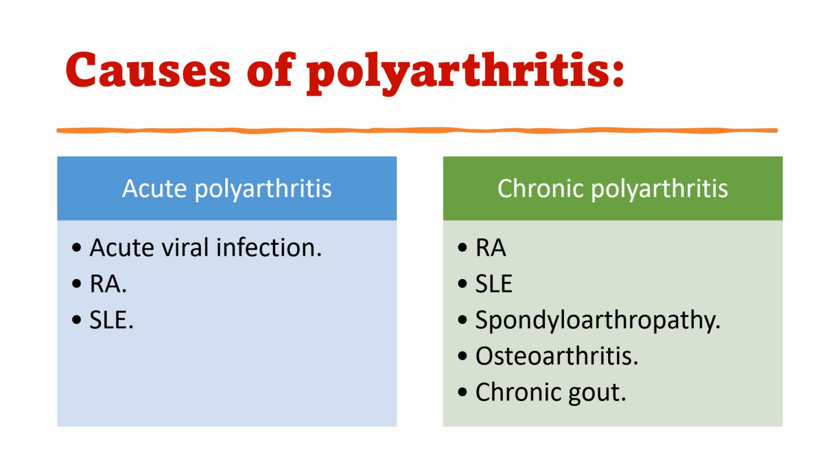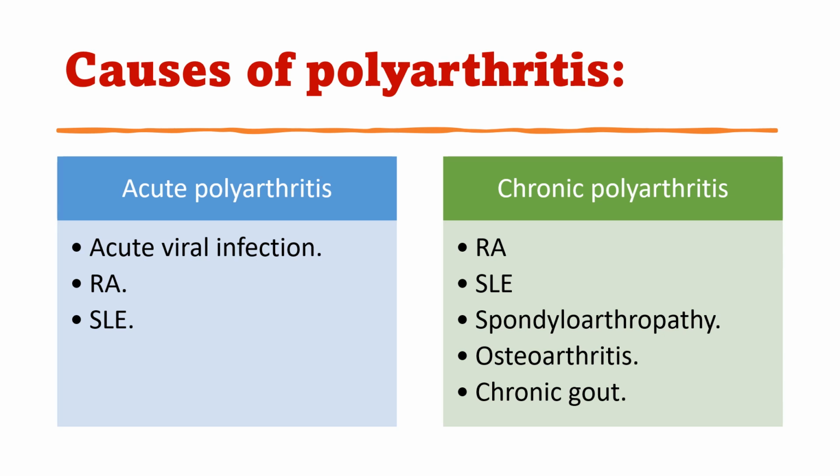As regards polyarthritis, the first differential diagnosis of chronic polyarthritis is rheumatoid arthritis, and systemic autoimmune diseases like systemic lupus erythematosus, spondyloarthropathy, especially psoriatic arthritis, which mostly presents with chronic polyarthritis, and also osteoarthritis and chronic gout.